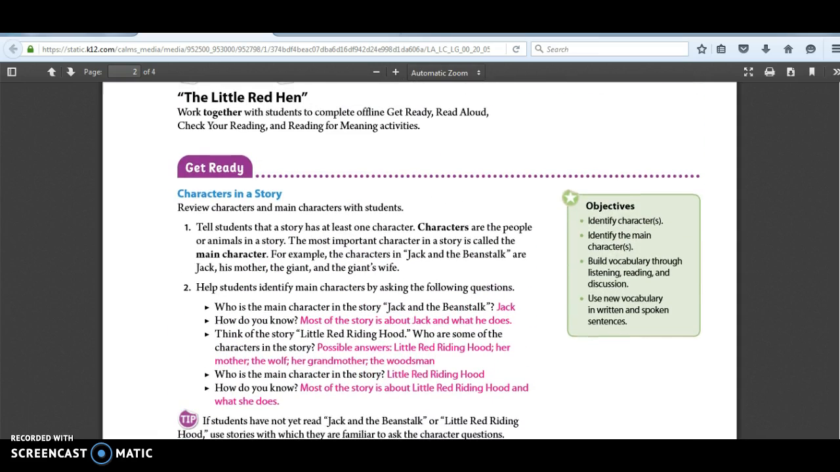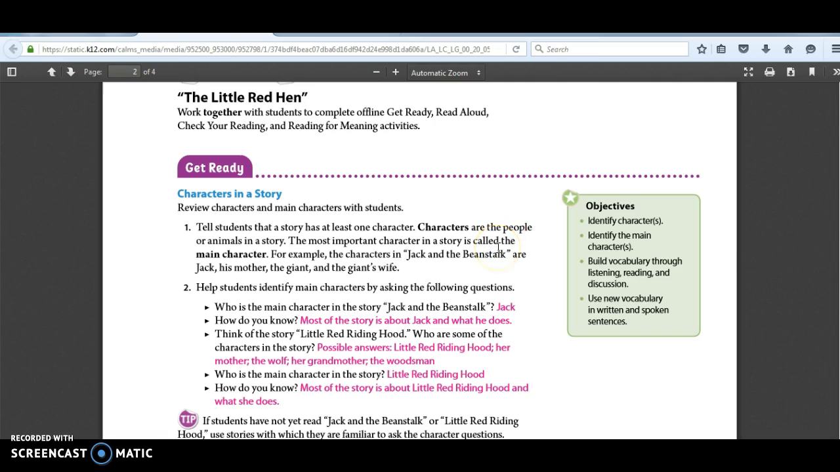Today's lesson is going to talk about the characters in the story. Students, look at your learning coach and tell them what a character is. If you told your learning coaches that characters are the people or animals in a story, you are correct. Now, tell them what the most important character in a story is called. Do you remember what the most important character in a story is called? Tell your learning coach that. If you told them that the most important character in a story is called a main character, you are correct.